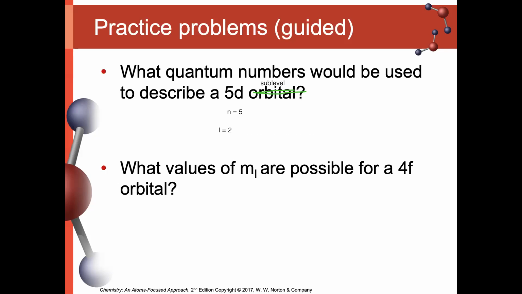What values of m sub L are possible for a 4f orbital? This time we are asking appropriately. M sub L does describe orbitals. We just need to know what ones are possible. To know that, we have to know what the designation is. So the first 2 quantum numbers here would be n equals 4 and L equals 3 for the f orbital. With that in mind, what would be the possible values for m sub L?